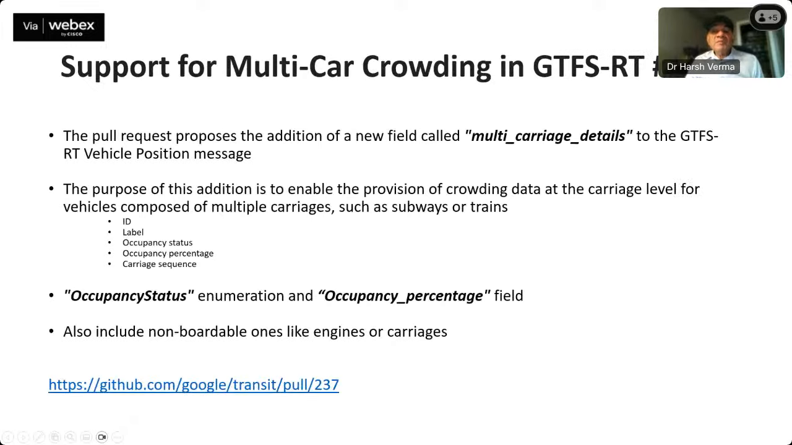So the first one, as I mentioned, is pull number 237, which is the initial support for multi-car crowding. This pull proposes the addition of a new field called multi-carriage details to the GTFS-RT vehicle position message that was the initial real-time message that was provided. The purpose is, again, to enable the provision of crowding data. So in engaging in these two areas, this was the initial piece.